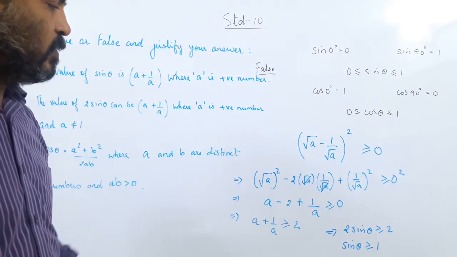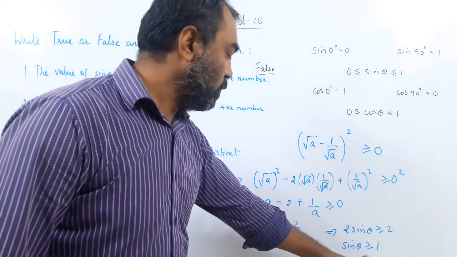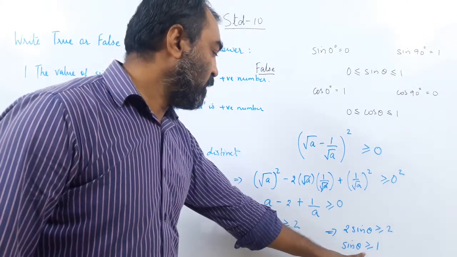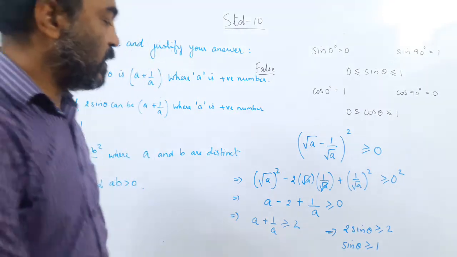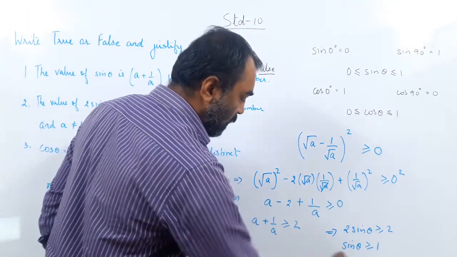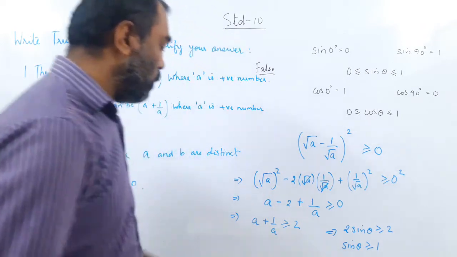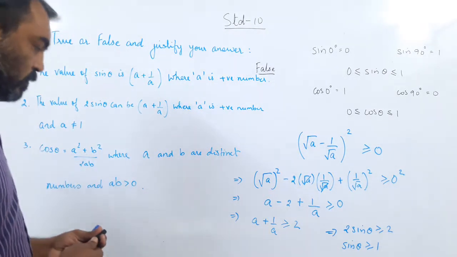Now what remains? Sin theta can be 1. Okay. So if sin theta can be 1, this value can be 2. If sin theta can be 1, then this value should be 2. But when is this value 2?